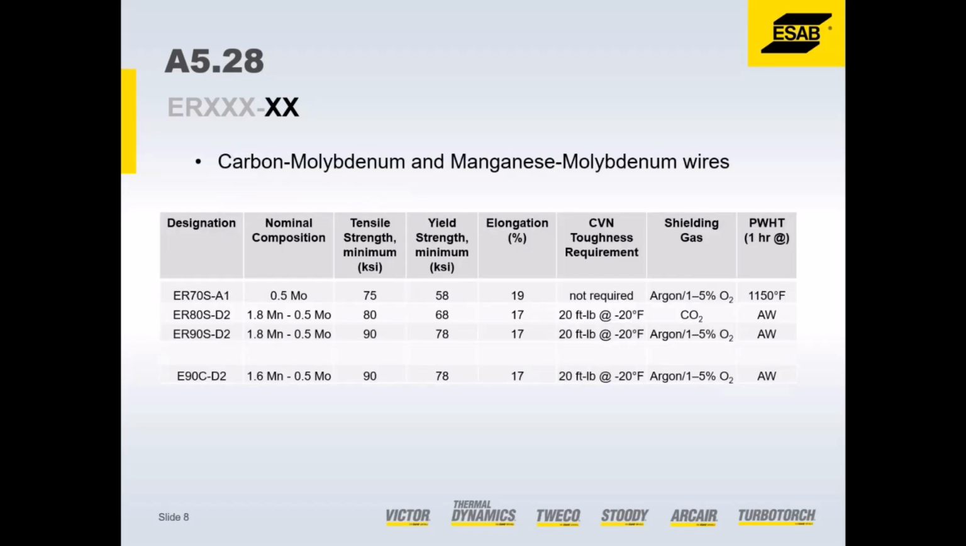So here's some different examples that are broken out. So your molybdenum or manganese molybdenum products. You can see with, for example, the ER90SD2. So that's a 90 KSI tensile strength product, solid wire, and then it has that D2. So it's a manganese molybdenum wire, and it's able to meet a minimum of 20 foot-pounds at -20 degrees, and that's as welded, no post-weld heat treatment.